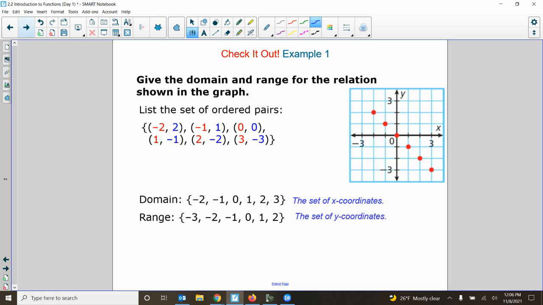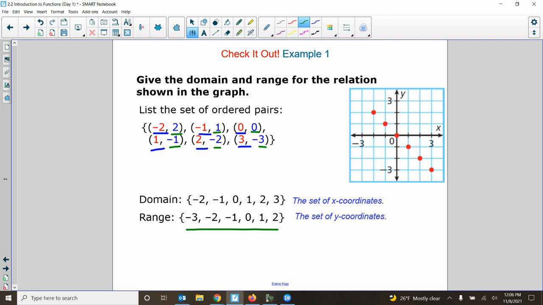All right, so we're talking about relations. In this case, we actually have dots: negative 2, 2; negative 1, 1; 0, 0; 1, negative 1; 2, negative 2; 3, negative 3, etc. Again, nothing's different. The x's were first. That's my domain: negative 2, negative 1, 0, 1, 2, and 3. And then the range is the y's: 2, 1, 0, negative 1, negative 2, negative 3. So domain is the x's, range is the y's.